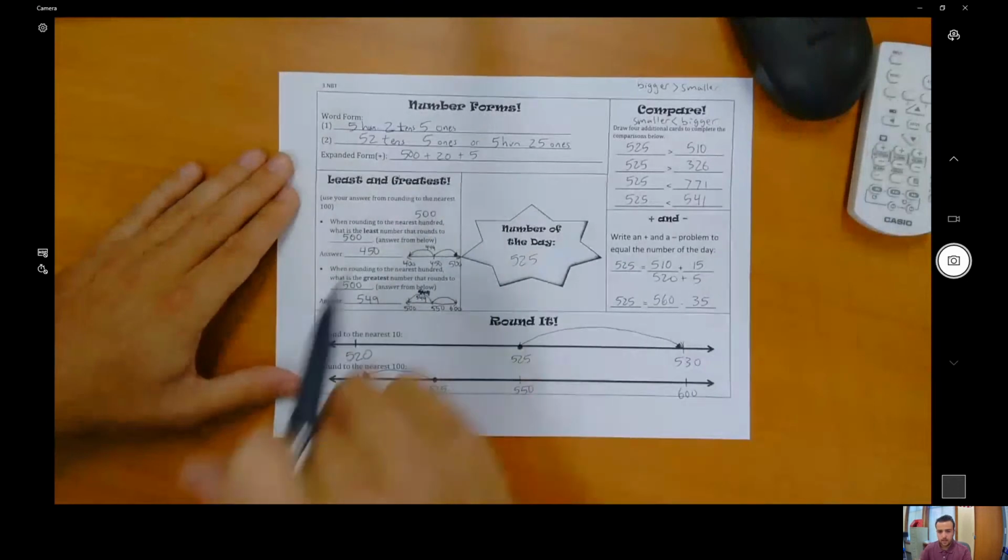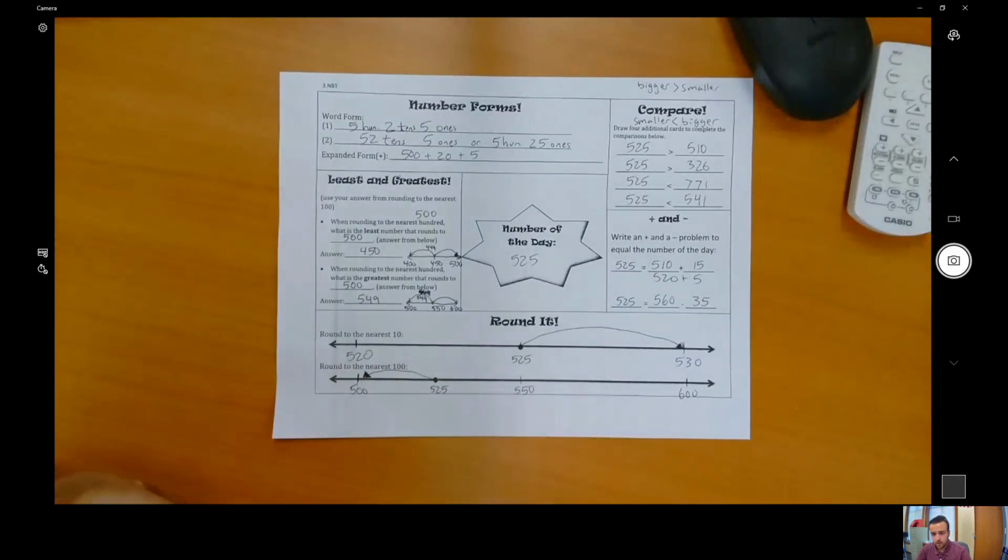So that is an overview of number of the day. If you have any questions about it, feel free to ask. I'd love to be able to help.